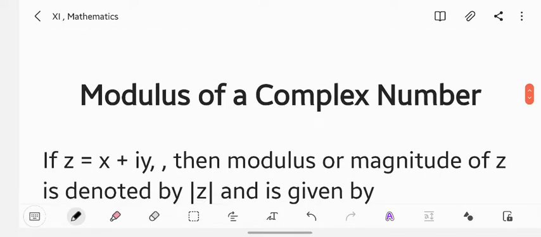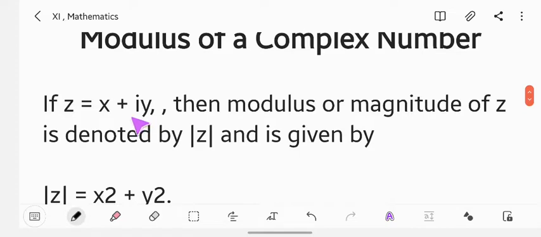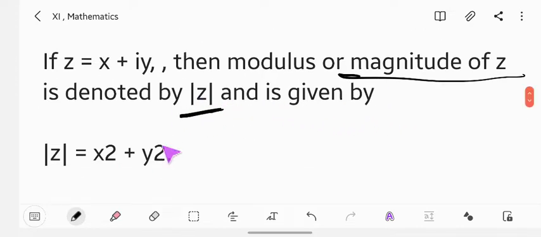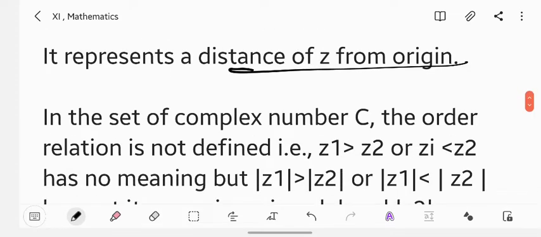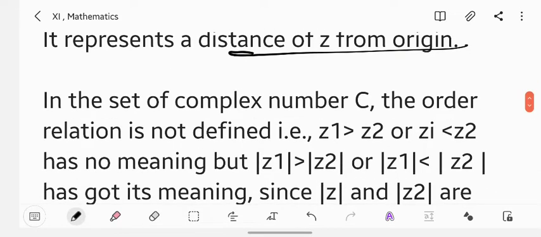Modulus of a complex number. If z equals x plus iy is the complex number, then the modulus or magnitude of z is denoted by mod z and is given by mod z equals the square root of x squared plus y squared. It represents the distance of z from the origin. We'll learn this in the next part of complex numbers, the Argand plane.